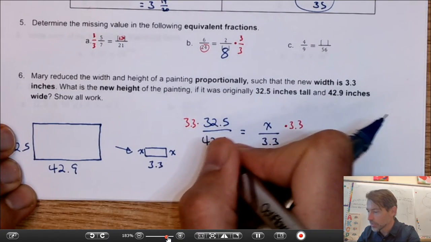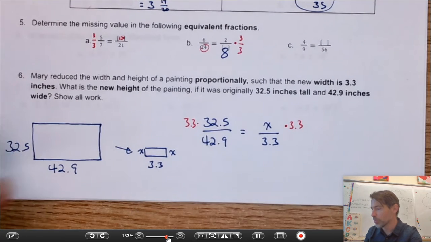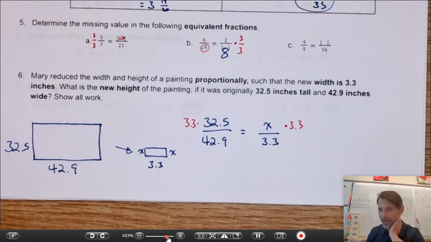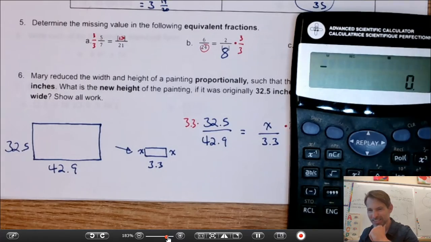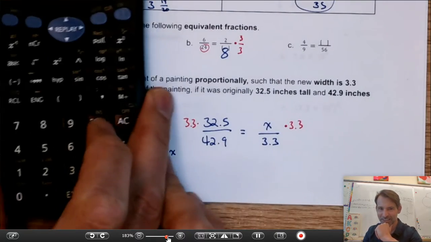Now, I don't have the patience to test if 3.3 and 42.9 share factors. They certainly share a factor like 0.3. Do they share the factor 1.1? And I don't think they do. They do. 42.9 is divisible by 3.3. So I don't care. I'm just going to do this on a calculator. Right, this is a calculator question. So get out your calculator.